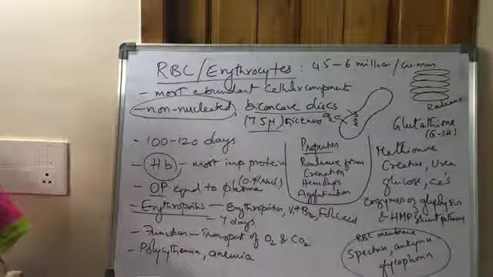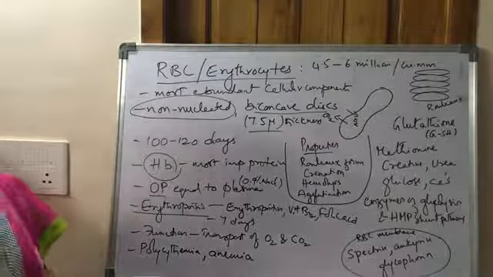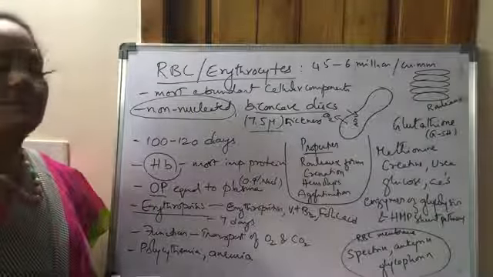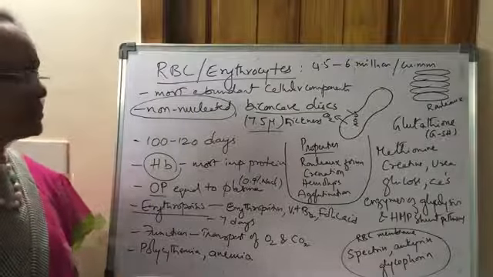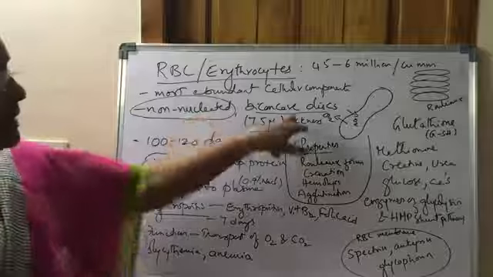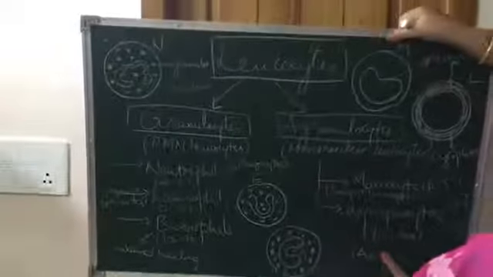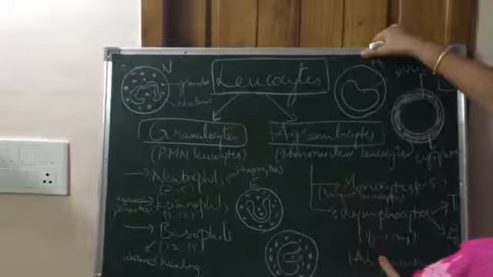So, the most important function of RBC is the transport of gases between the lungs and the tissues. Their membrane is very flexible. RBC membrane and shape are very flexible to carry out that function.